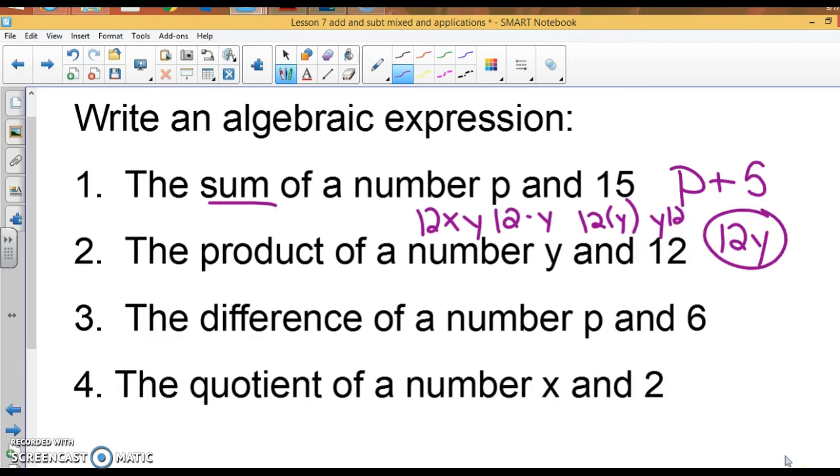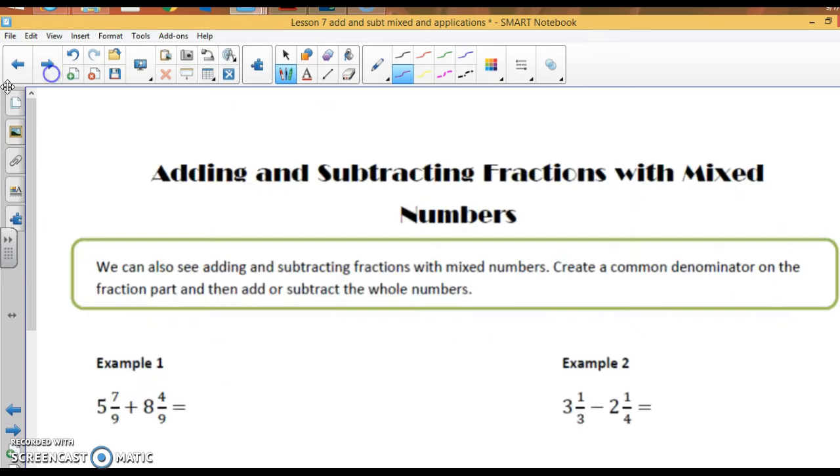The difference of a number p and 6. Difference means subtract, so p minus 6. The quotient of a number x and 2: quotient is divided. X divided by 2, that's the way I would like to have it written. You can also write x divided by 2 the other way, but I would prefer it written the first way.